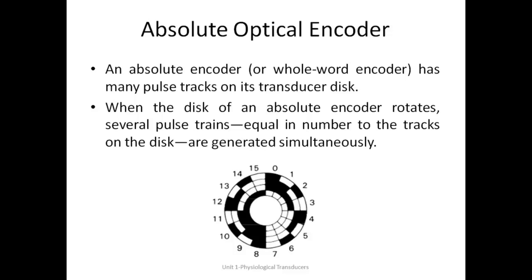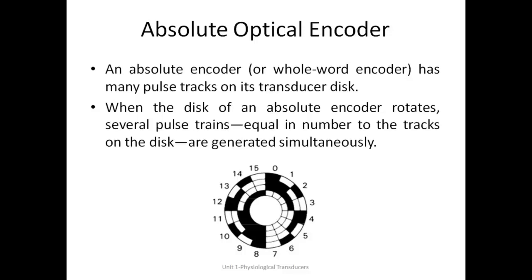Now, a more refined version of the optical encoder is an absolute optical encoder. You can see on your screen a figure. This is what an absolute optical encoder looks like. You can see that it has certain concentric tracks, circles drawn one within another. The whole circumference is divided into 15 slots, and you can see that 4 concentric tracks are there.